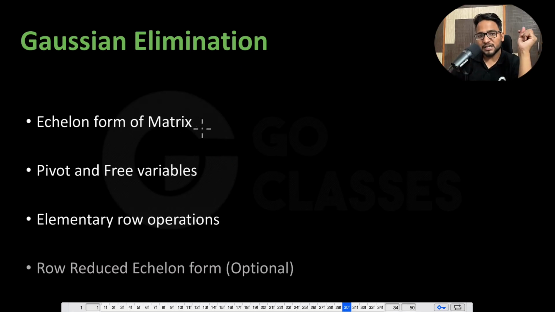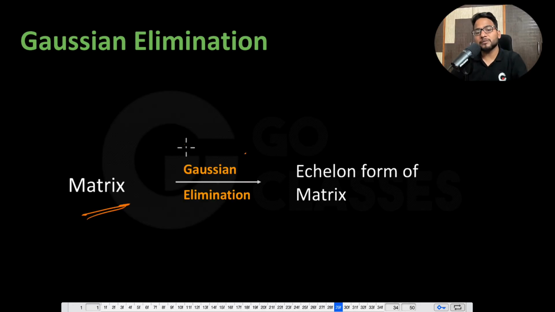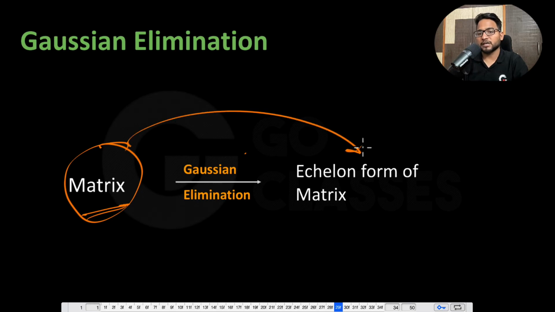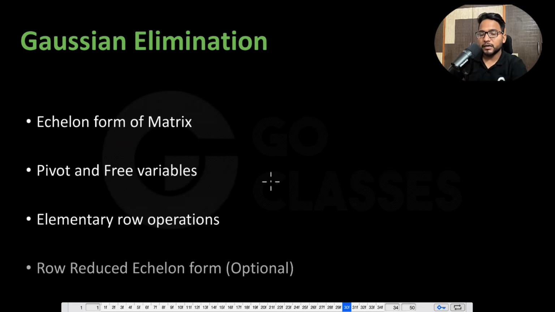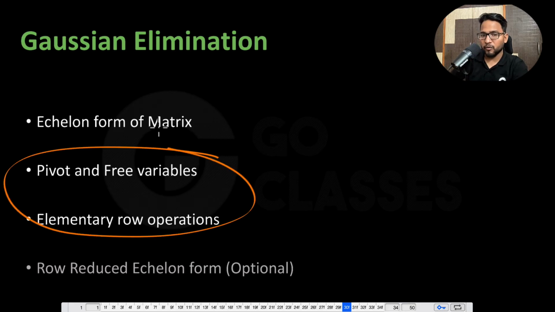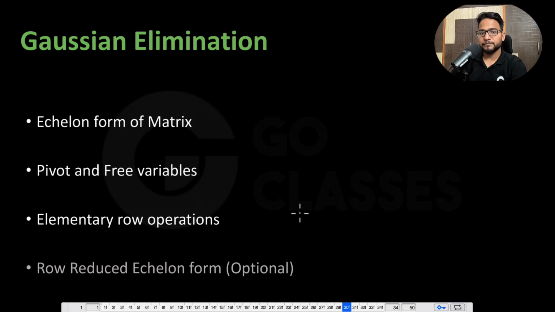So let's first understand what the echelon form is, because Gaussian elimination is doing nothing but converting a matrix to an echelon form of the matrix. Actually, this echelon form is just a better way to visualize the matrix. That's all. Given a matrix, if you have the echelon form, you can visualize it in a better way. So using Gaussian elimination, we will convert the given matrix to the echelon form, and you will need to know 2 or 3 things before that: what is the echelon form, what are the pivot variables, what are the elementary row operations, and so on.